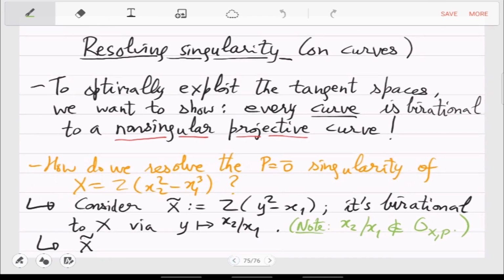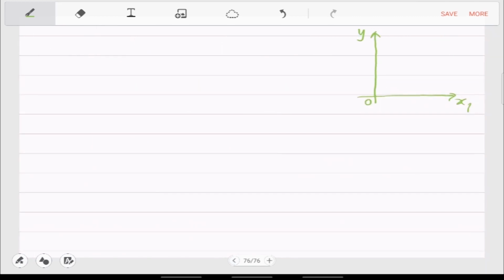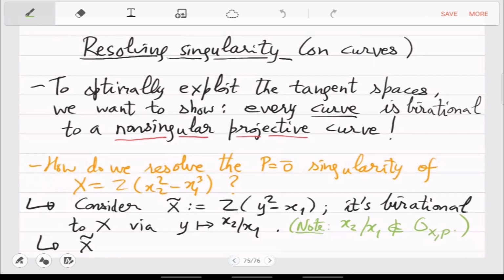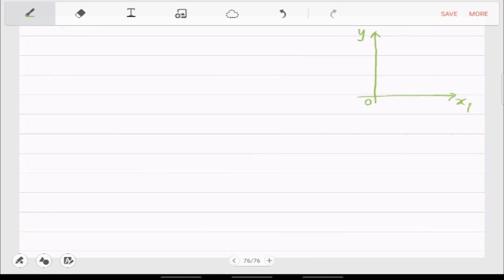So we are seeing y is the square root of x1. So in the real space, look at this. What do you think now? Every point has a tangent space of dimension 1. So the curvature has changed.